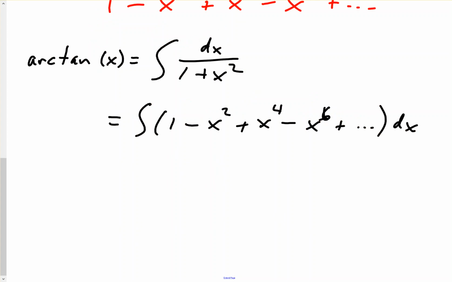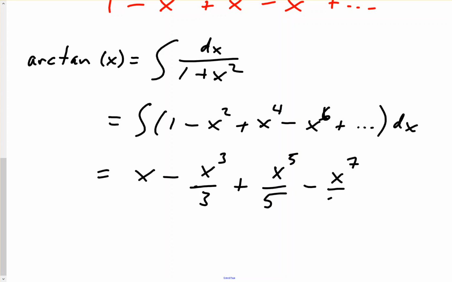So we would have x minus... I just integrate term by term. The integral of 1 is x, the integral of x squared would be x to the 3rd over 3, the integral of x to the 4th is x to the 5th over 5, minus x to the 7th over 7. When we integrate, don't forget about the constant, plus c, and we get the rest of the terms as well.